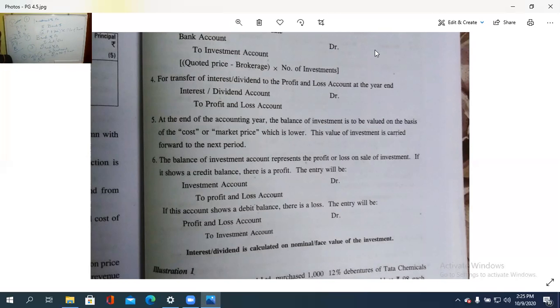Then fifth case is, at the end of the accounting year, the balance of the investment is to be valued on the basis of the cost or market price, whichever is lower, and this value of investment is carried forward to the next period.